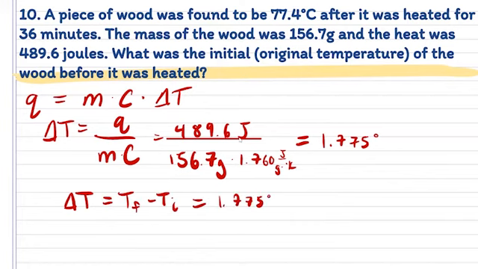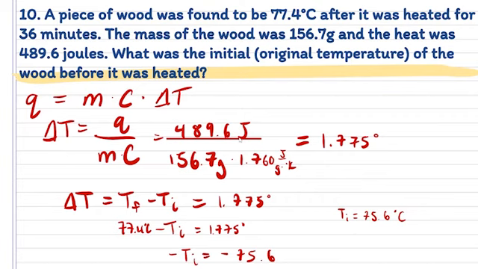So now I know that my change in temperature, which is equal to my final temperature minus my initial, has to equal 1.775 degrees. Well, we already know our final temperature. We can find our initial, but whatever that subtraction is, it has to be equal to 1.775 degrees. So get T initial by itself. So subtract 77.4 from both sides. I get negative T initial is equal to negative 75.6. Dividing by a negative, I get my initial temperature to be 75.6 degrees.